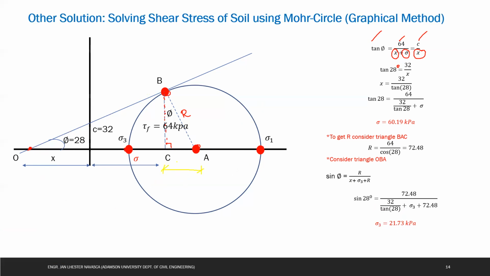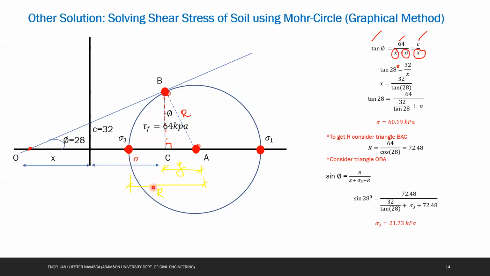Let's say this is value y. So you can get this value y by considering this triangle BCA. Then sigma plus y minus the radius r, you can get the value sigma 3. So that is also another approach in solving for sigma 3.